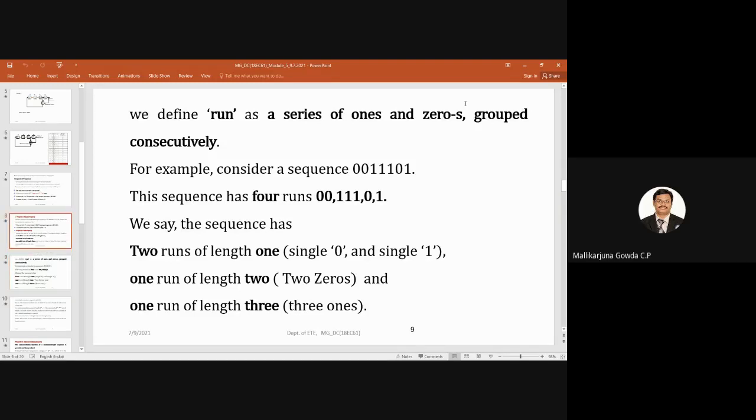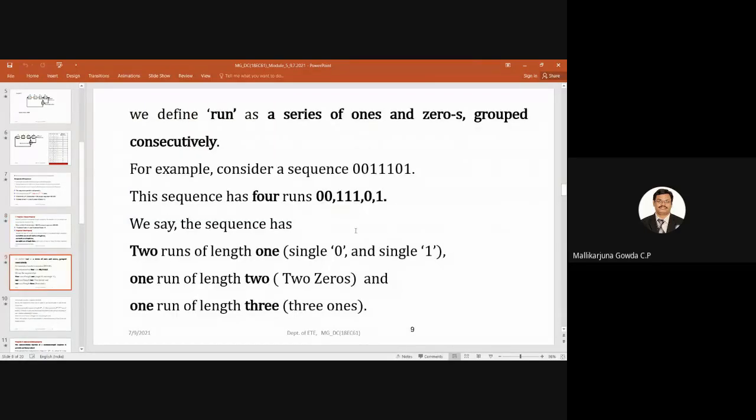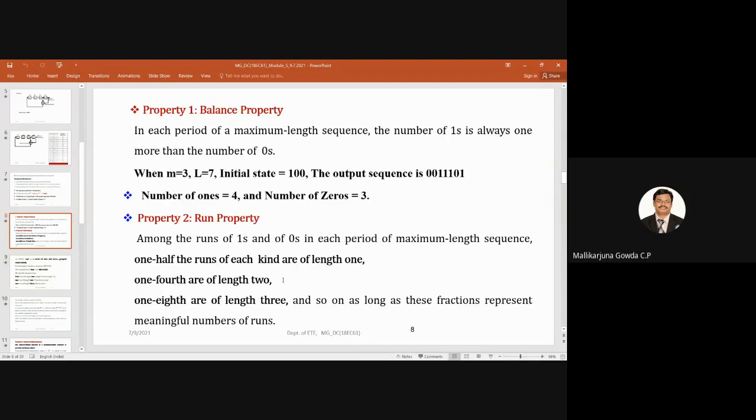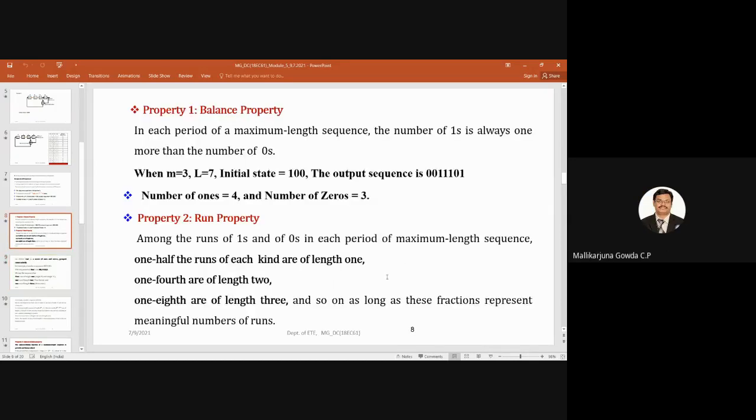Yeah, that is what I mean. 1/2 the runs of each kind are of length 1, right? So that is holding good now here. So 2 runs are having a length of 1 bit, 0 and 1. Then what is the next one? 1/4 are having a length of 2, right? Here one run is having a length of 2 bits, 0, 0. 2 zeros. Then what is the next one? 1/8 are of length 3, right?